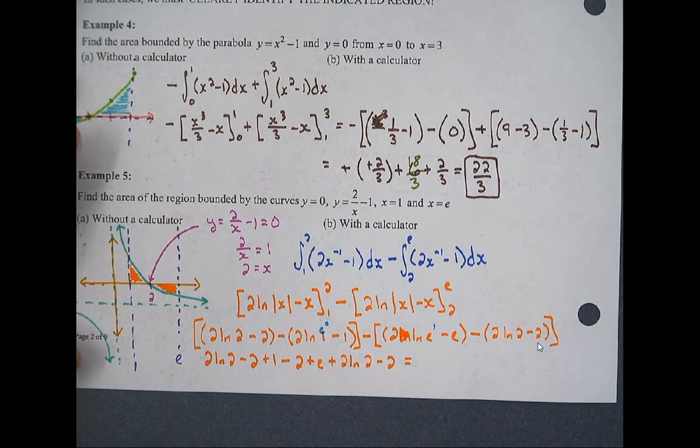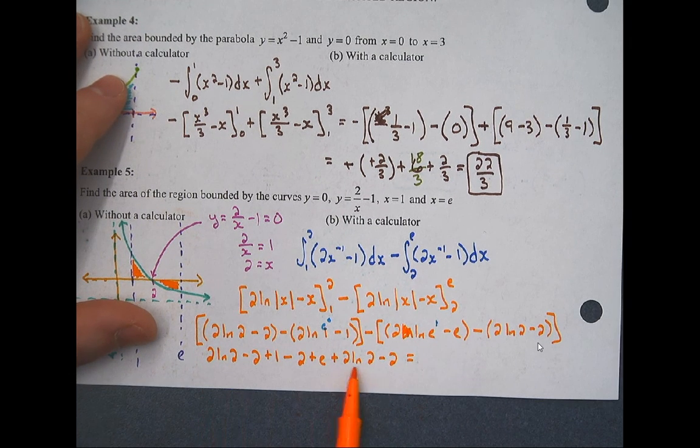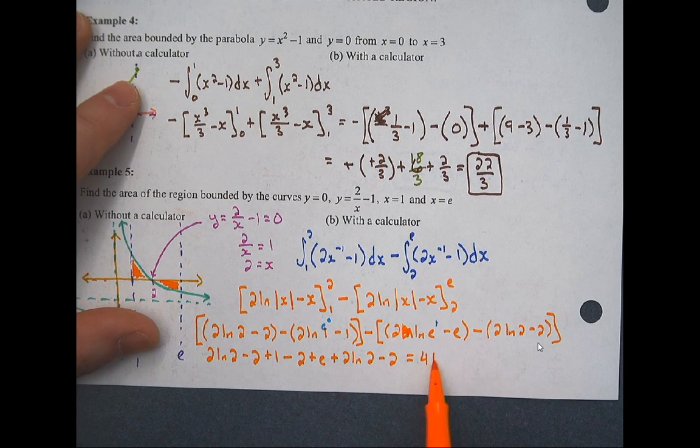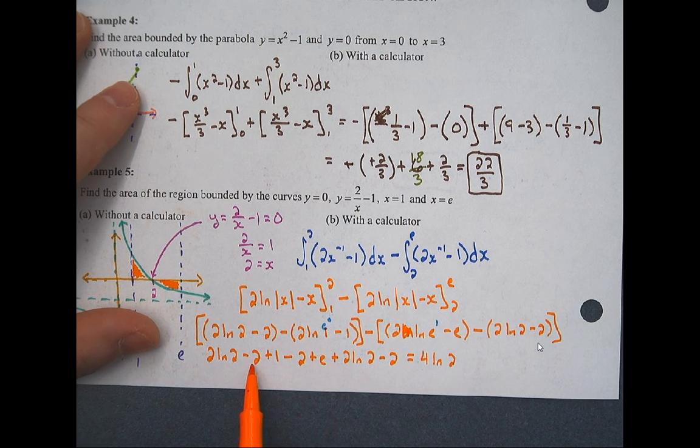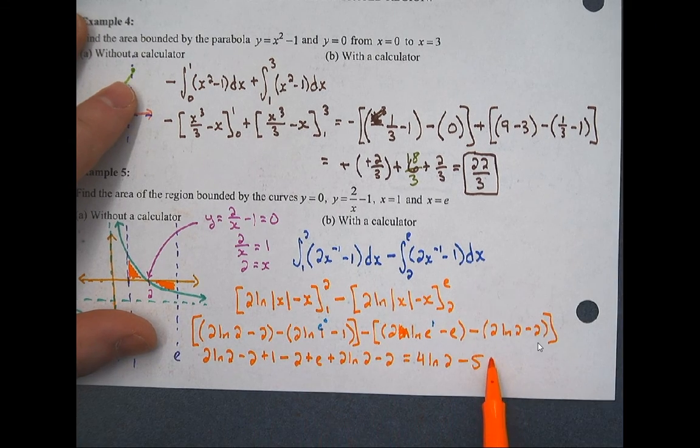All right, now we've got some like terms here. 2 natural log of 2 plus 2 natural log of 2, so that's 4 natural log of 2. Oh boy. Minus 2, minus 2, minus 2, that's minus 6, plus 1 is minus 5. And then I've also got an e.